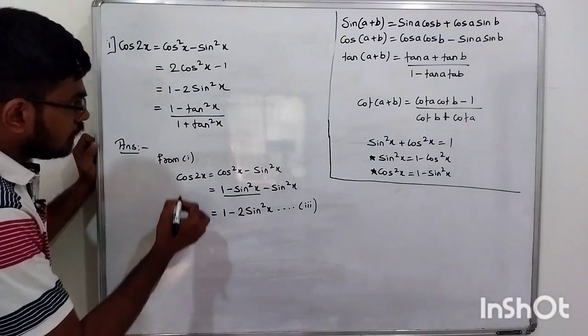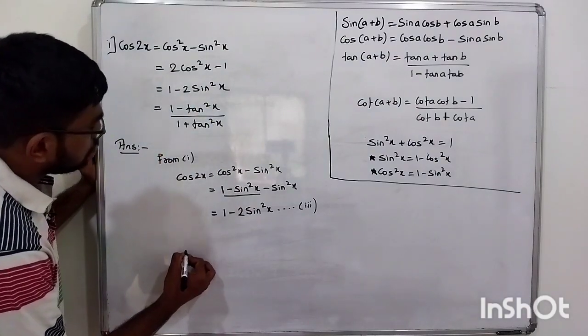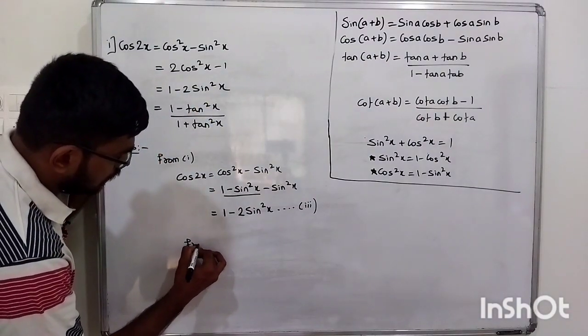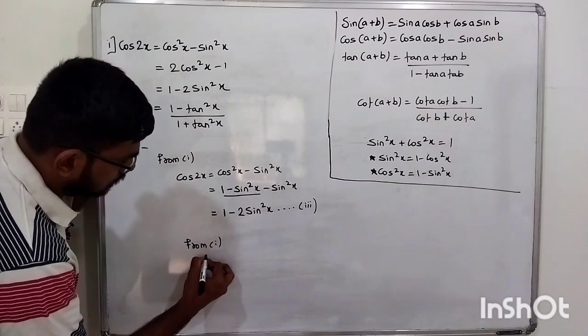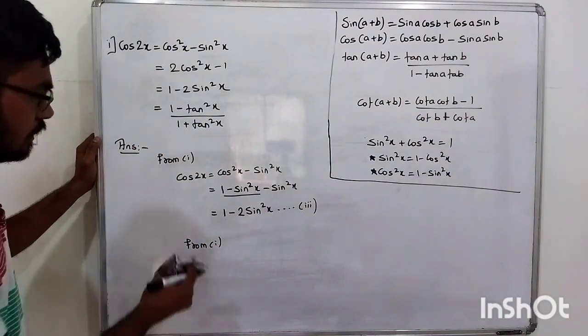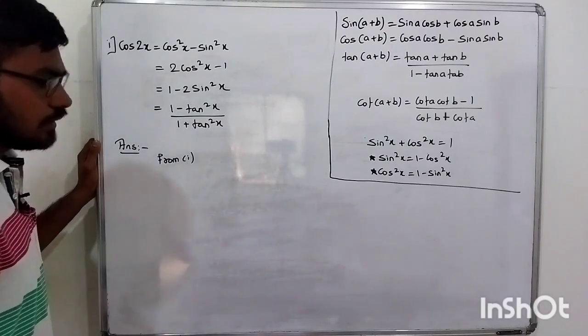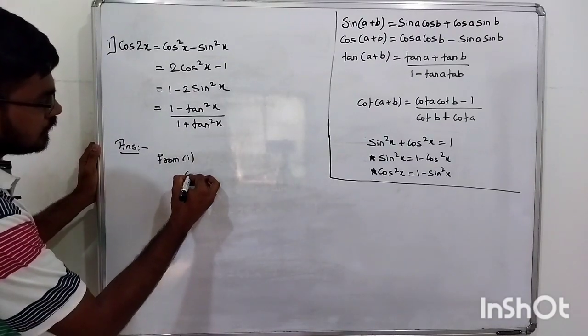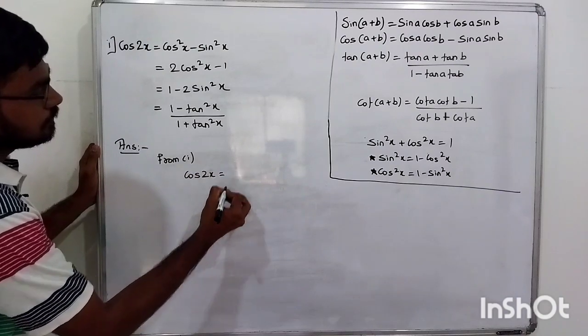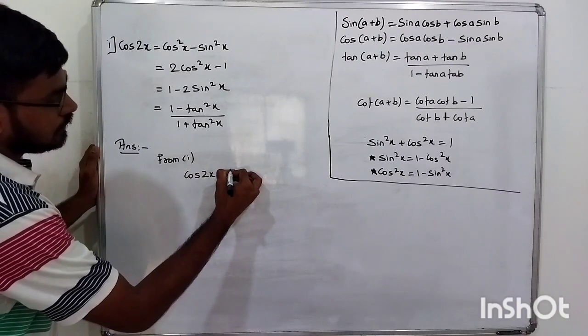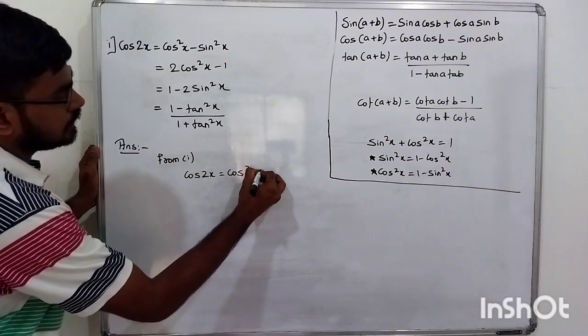Again, now we'll try to find the fourth formula. So from 1 only, again I can write cos 2x. I'll drop this and derive this separately. So from 1, again we have cos 2x is equal to cos square x minus sin square x.